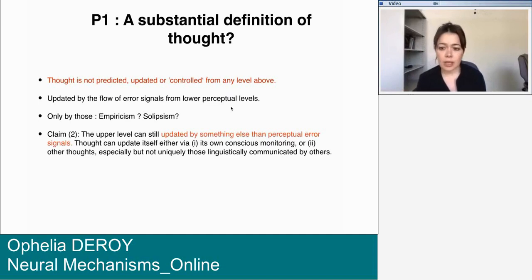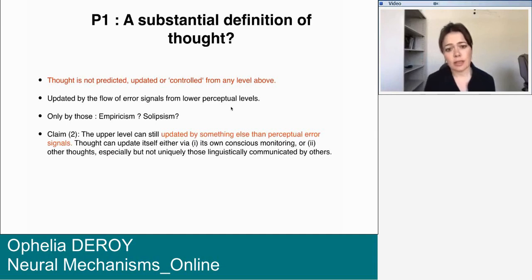The fact here is that we can fit two types of updating to make the account more complete, and show that this higher level, besides being changed or updated by the incoming perceptual information, can also update itself via two main ways. One is its own conscious monitoring, what one could call metacognition or reflective cognition. So there is a property of reflexivity.